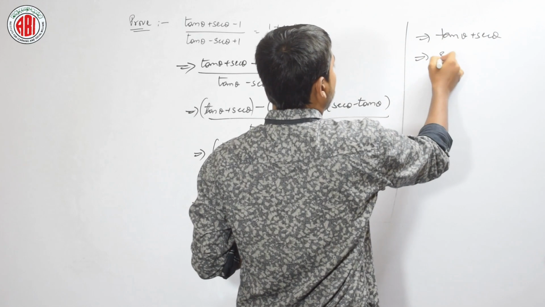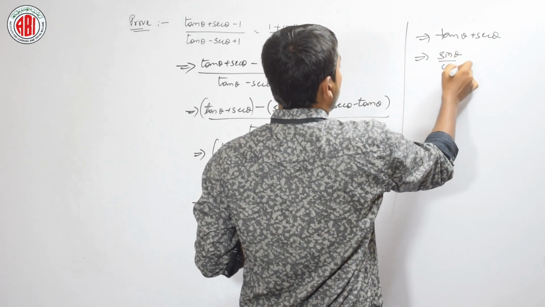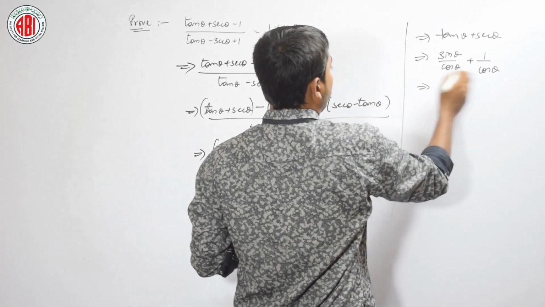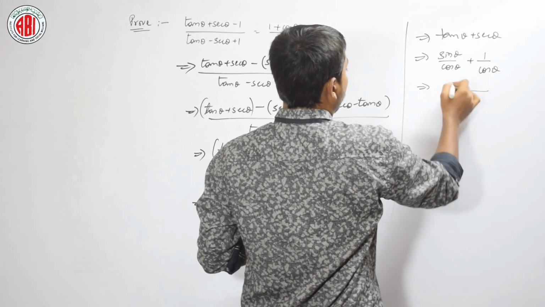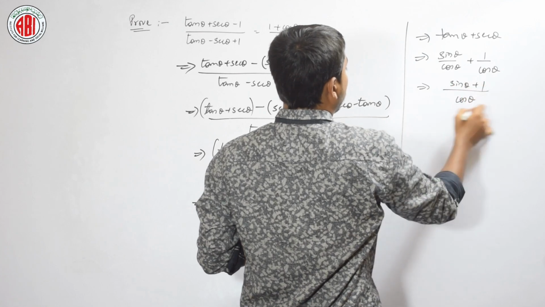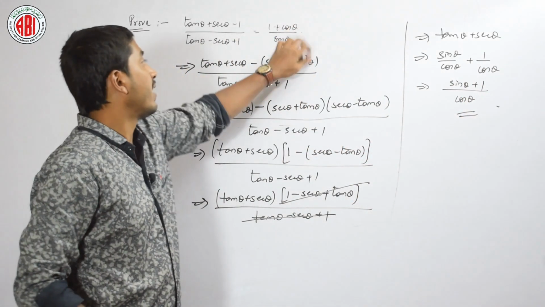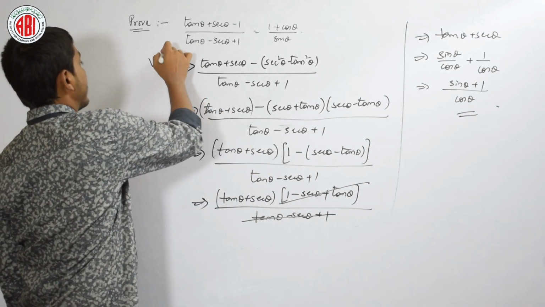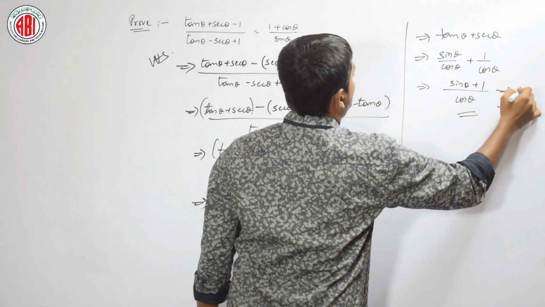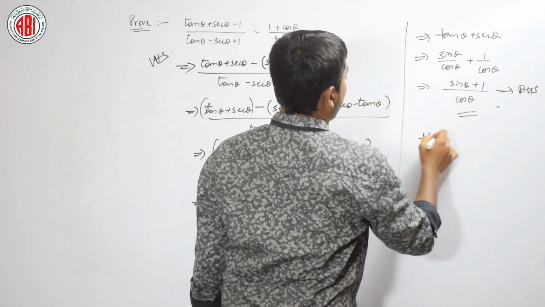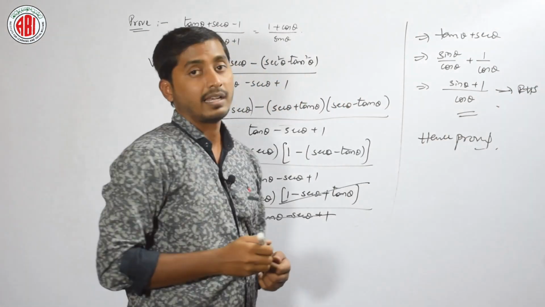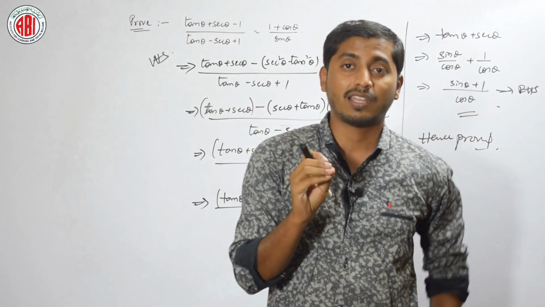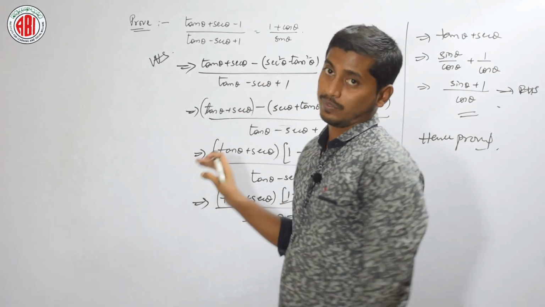What is tan theta? Sin theta by cos theta. What is secant theta? 1 by cos theta. If we take cos theta as LCM, we will get sin theta plus 1 by cos theta. This is nothing but our RHS. See here, we started with LHS and we have got RHS. Therefore, hence proved. Is it clear? Did you understand? The problem is very simple, but make sure that you understand the basic concepts, right.